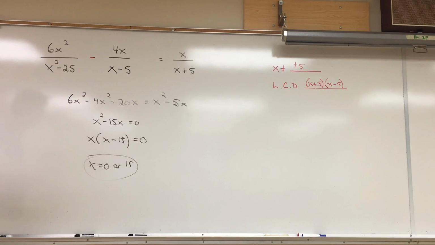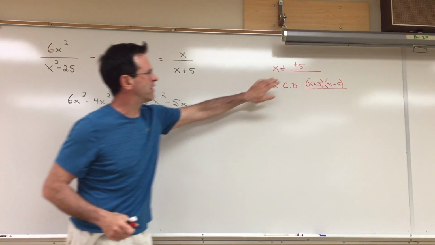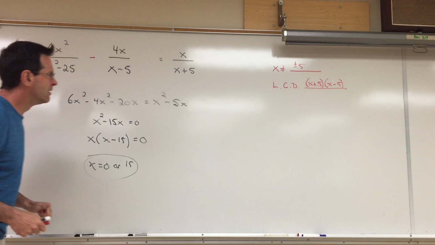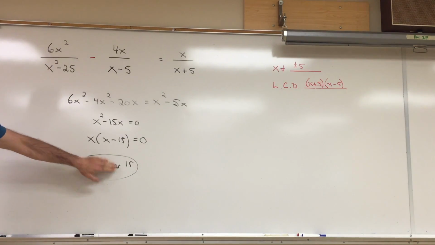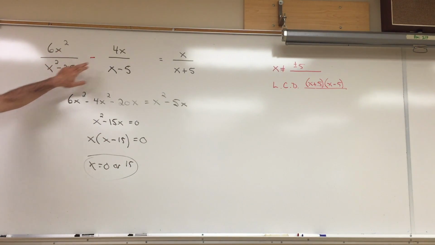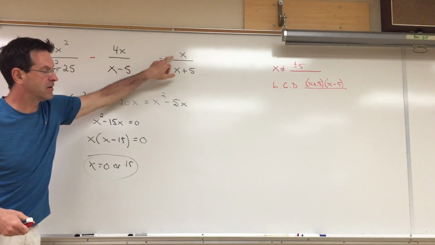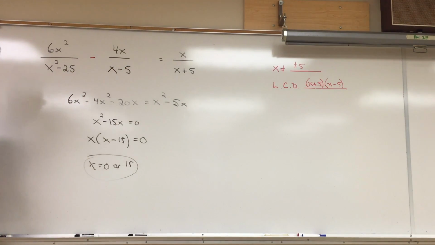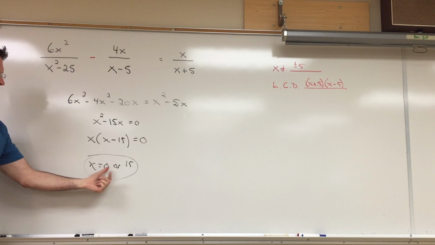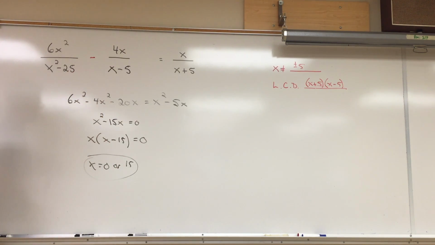Are any of them non-permissible values? No, our non-permissible values are positive and negative 5. Either one of these answers, when substituted into x here, here, here, here, and here, and that's a lot of x's to substitute into, either 0 or 15 will satisfy the original equation. You can check it yourself. A little extra effort, but you can do that.